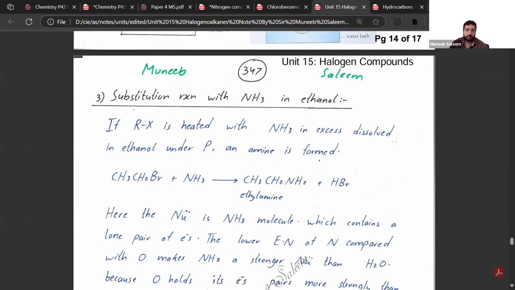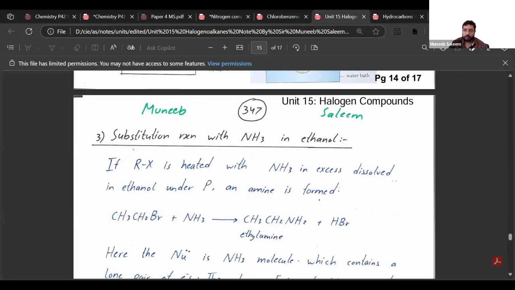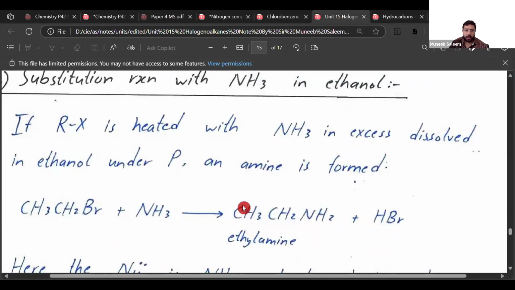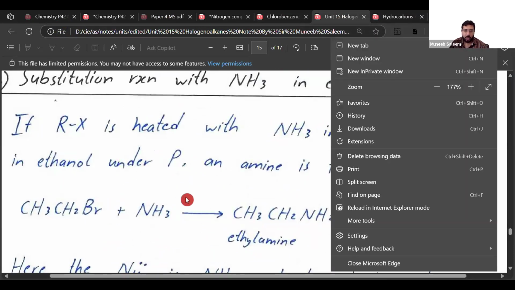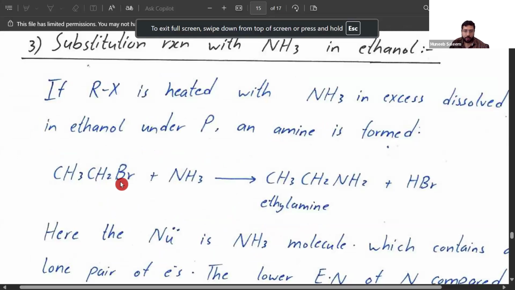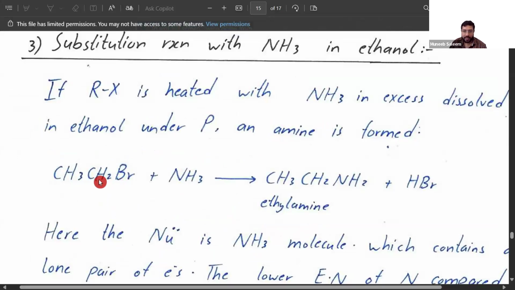Now, what do you see here? The initial haloalkane compound had bromine bonded with the alkyl group, but then the alkyl group is bonded with the NH2, which means there is some sort of substitution reaction in which the nucleophile has been substituted. The bromine was with the alkyl group, but then the alkyl group is with NH2.